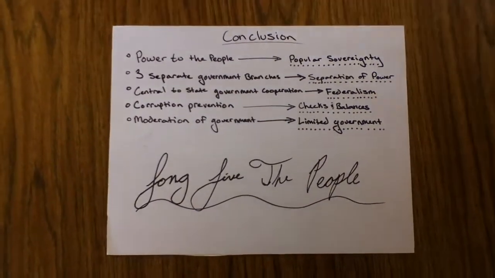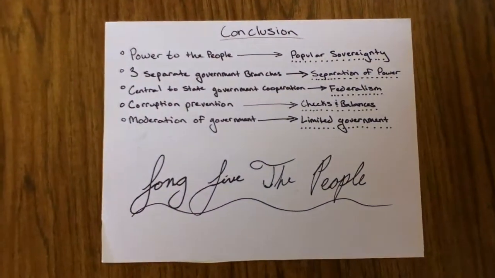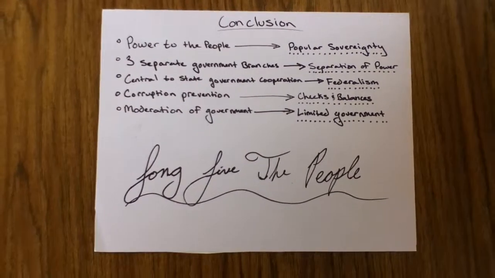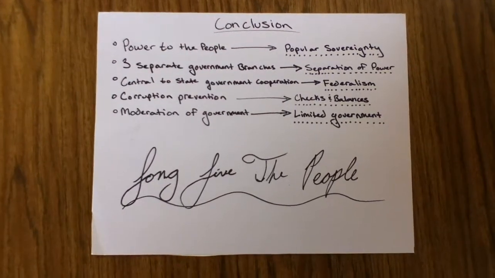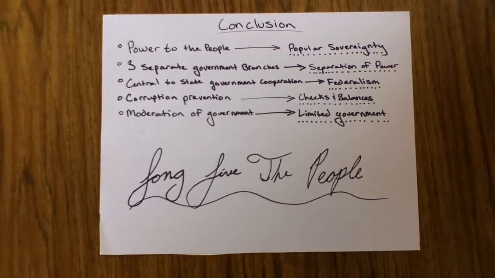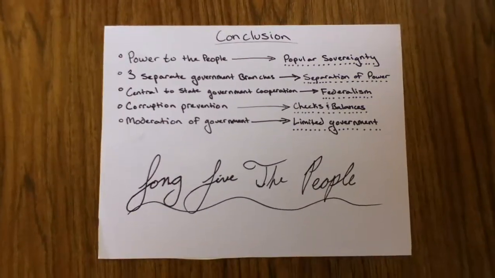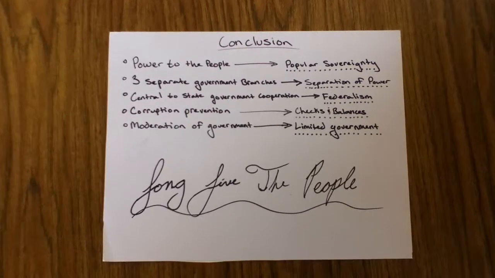Next, we covered central to state government cooperation. This is the term federalism. Since the Articles of Confederation gave more power to the states, the people in the Constitution, such as James Madison, really configured to give the power to the central government.